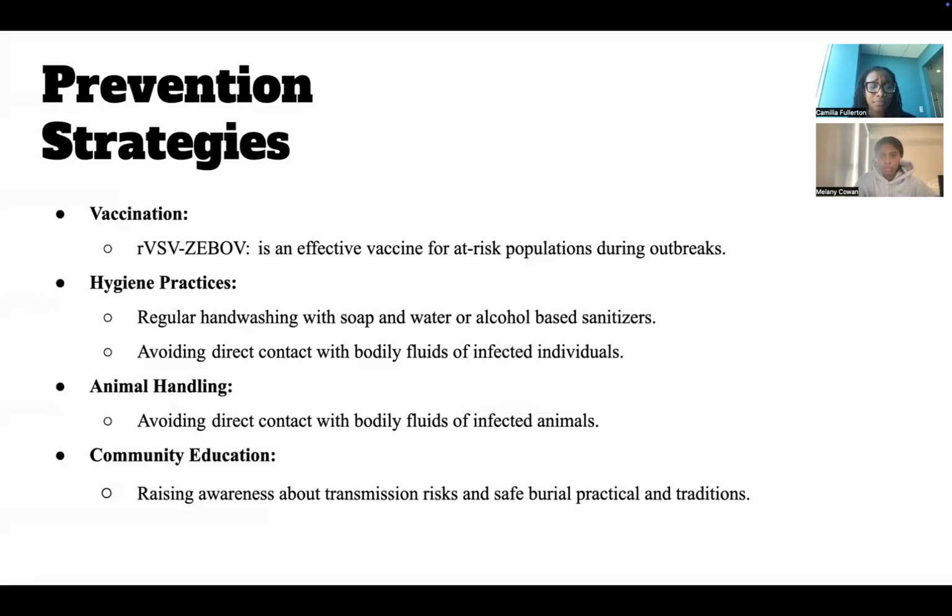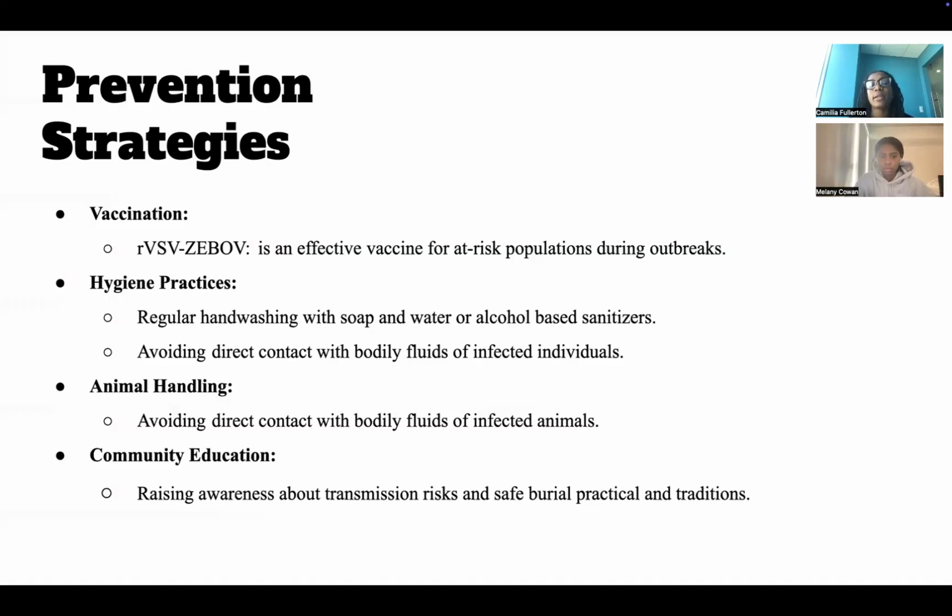Hygiene practices: regular hand washing with soap and water or alcohol-based sanitizers, and avoiding direct contact with bodily fluids of infected individuals. So the individuals who are surrounded by these people want to make sure that they're cleaning their hands well and in a timely manner, making sure that it's a priority because the virus is spread through touching infected materials and bodily fluids of infected individuals.